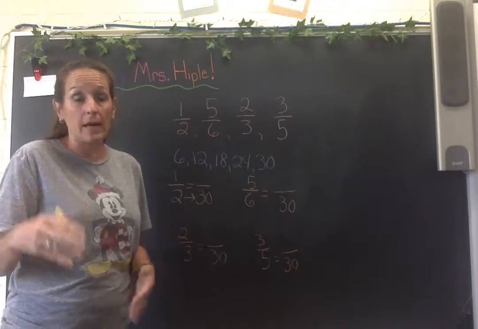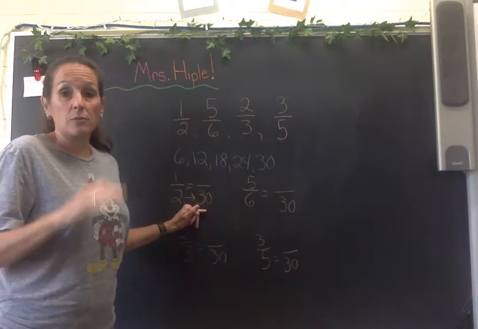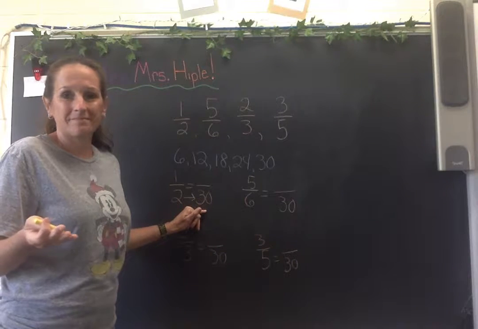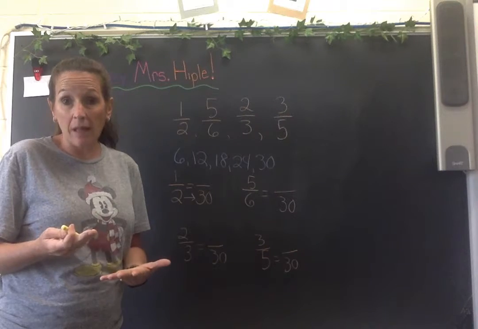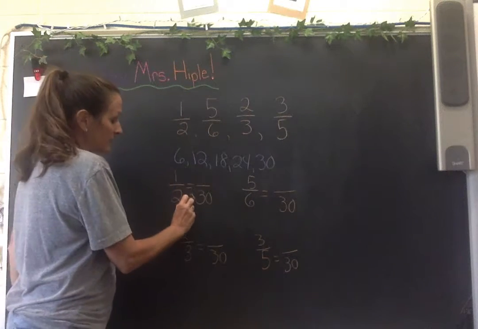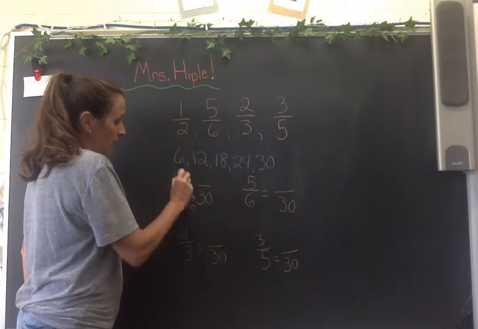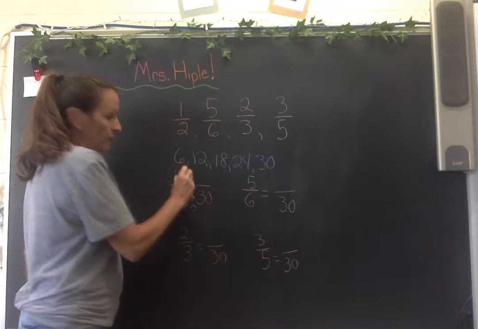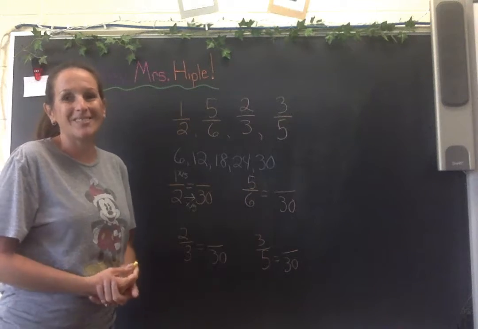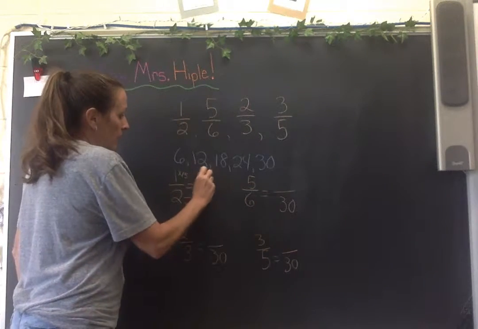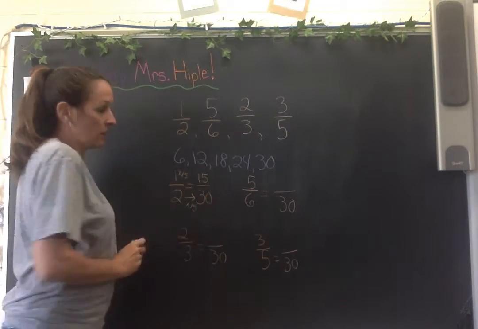Same, okay? So how do I get from 2 to 30? You should have said multiply 2 times 15. So because I multiply by 15 here, I multiply by 15 here. What is 1 times 15? That's an easy one, 15. So my fraction becomes 15/30.